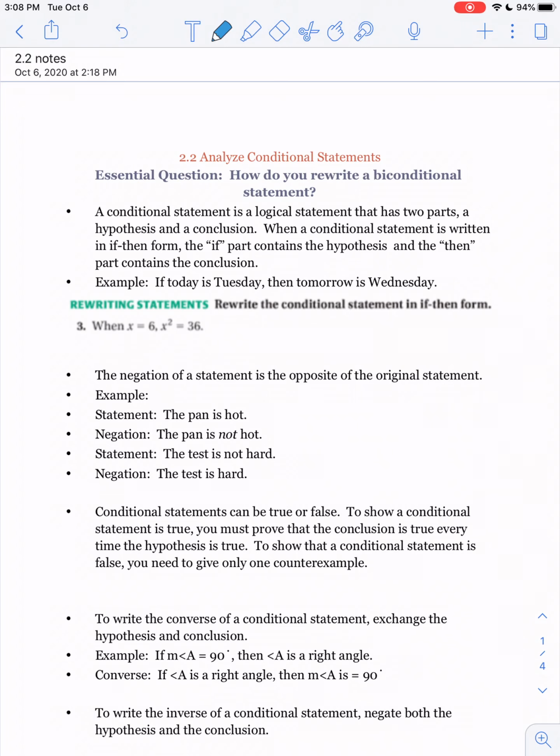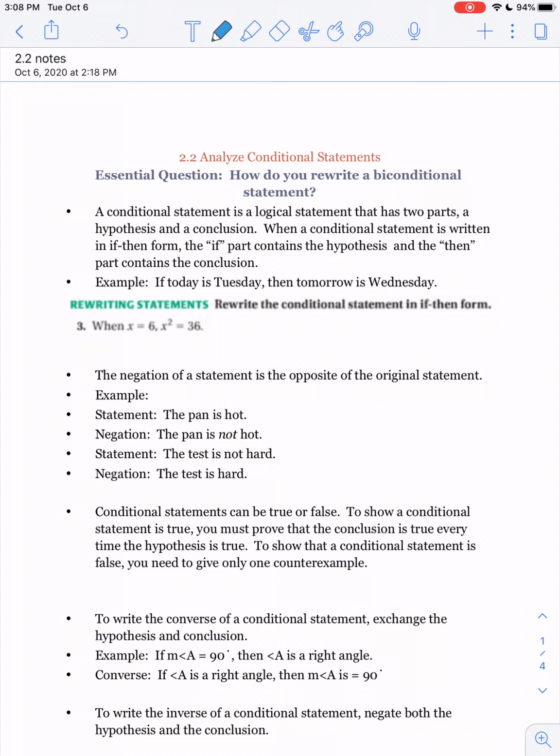This is Honors Geometry Lesson 2.2, Conditional Statements. A conditional statement is a logical statement, and it has two parts. It has a hypothesis, which is the if part of it, and it has a conclusion, which is the then part of it. So if we have an example, if today is Tuesday, then tomorrow is Wednesday is a conditional statement. The if today is Tuesday is our hypothesis. Our conclusion is then tomorrow is Wednesday.